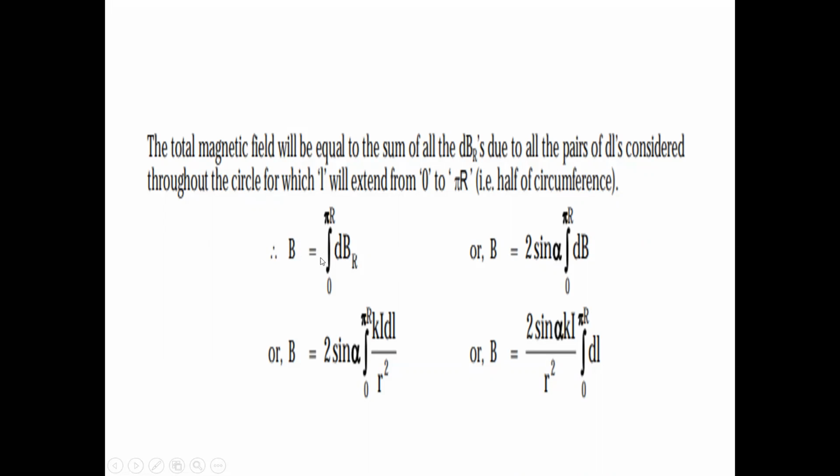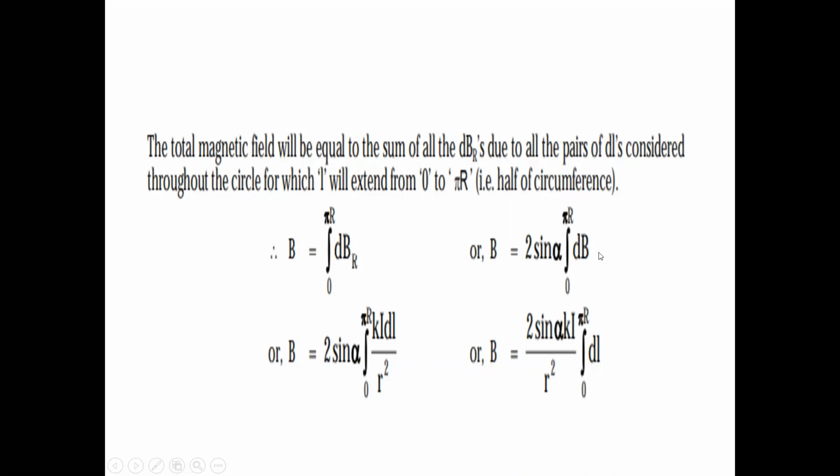So on both sides of the integration, the integral from 0 to pi r of dB is the final or total magnetic field intensity at the point P due to the circular coil. So B is equal to 2 sin alpha times the integral of dB. Here 2 sin alpha is constant, the variable is only dB. Here the variable dB has limits 0 to pi r.